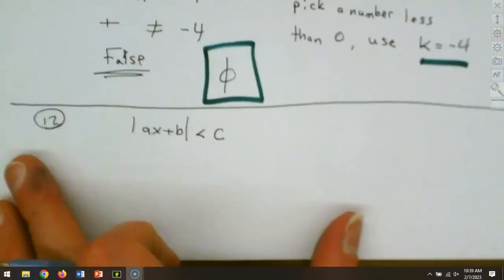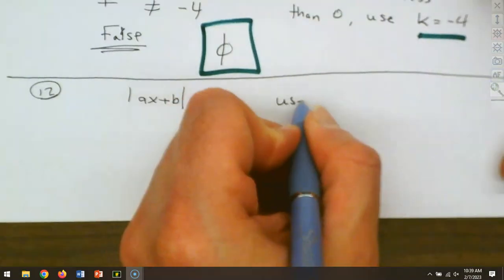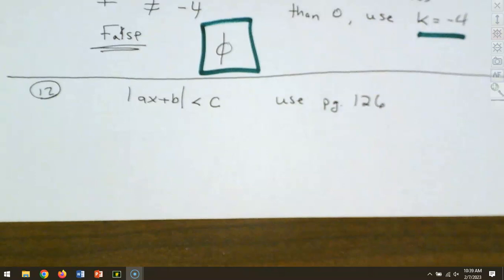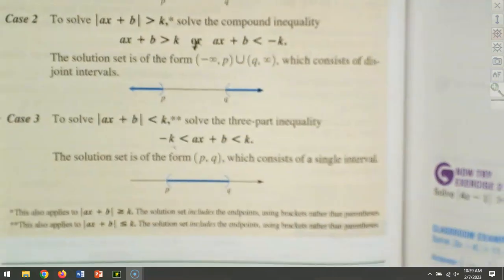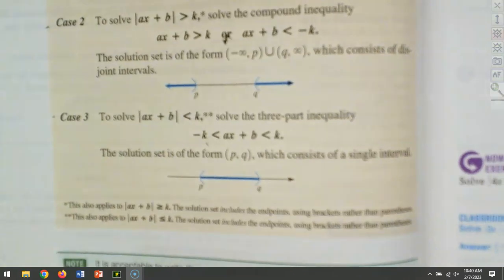Okay, so on question 12, this is nothing but using the textbook. So all you need to do is look in your textbook. And we're going to look at our choices. And we're going to see which one it is. So this is non-calculational. Okay, we're going to go to our textbook. So we're going to use page 126. Now, on page 126, okay, let's look at these two. And I want you to look at the inequalities here that are below.